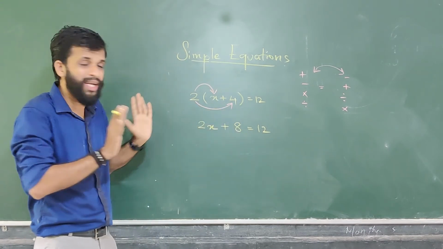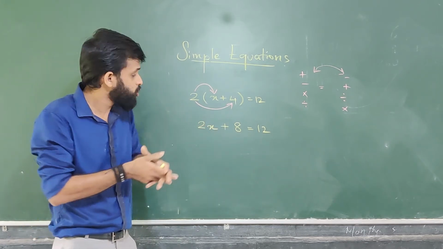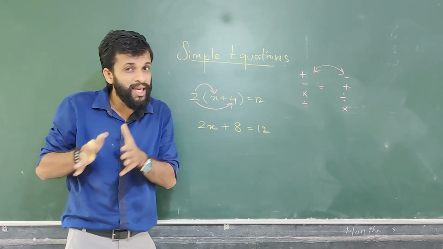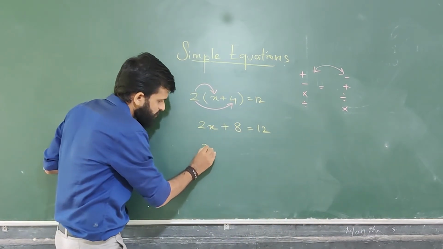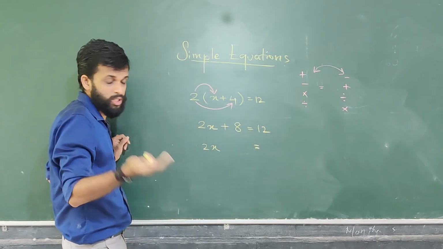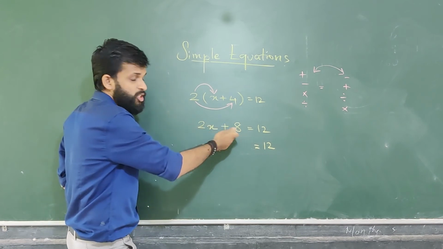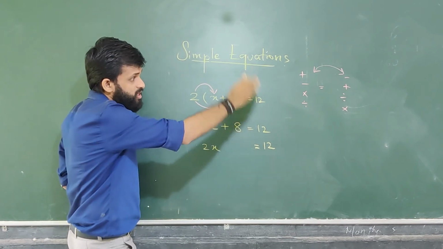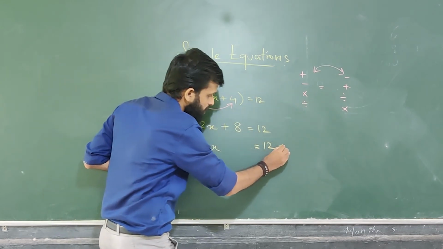Okay, so break open. Now everything is open. I can see all the toys together. I can see different parts. Let me join them. So when I'm joining, I want all the letters on one side, all the numbers on the other side. So 2x will remain as it is, equal to, never moves. So 12 will keep here. This 8 which is on the left hand side, which is positive, goes on the other side of equal to, it becomes negative.